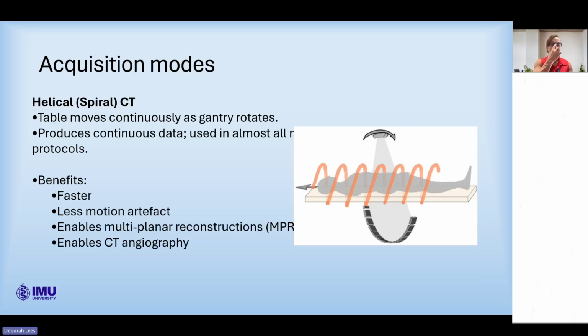The helical spiral CT is where the table moves continuously as the gantry rotates. And this is producing continuous data, and it's used in most protocols these days. The benefits are that it's faster, there are a lot fewer motion artifacts, it enables multiplanar reconstructions, and it also enables angiography. Angiography is where we put a tube into the person's vein and we put contrast into it. So not only are we seeing the anatomy, we're also seeing where the contrast goes through the veins as well.